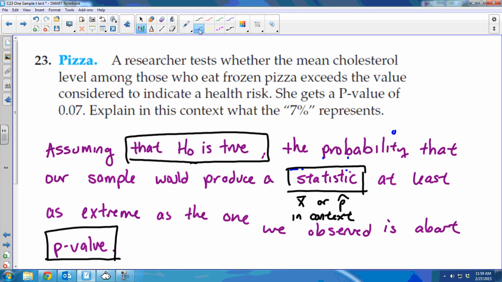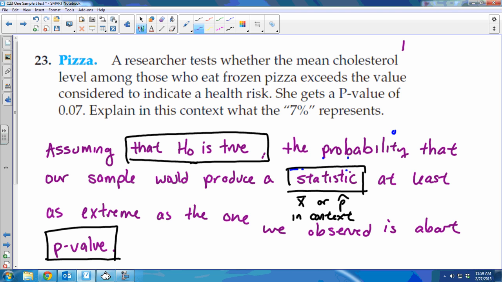In the question, we're talking about whether the mean cholesterol level among those who eat frozen pizza exceeds the value considered to indicate a health risk. It would be really nice if they gave us that number, but they didn't. And I don't know anything about cholesterol. I'm really sorry. So I don't even know what a good cholesterol level would be. So I'm going to make one up, okay?